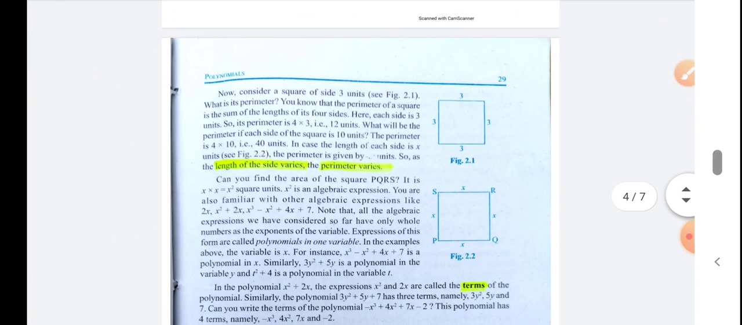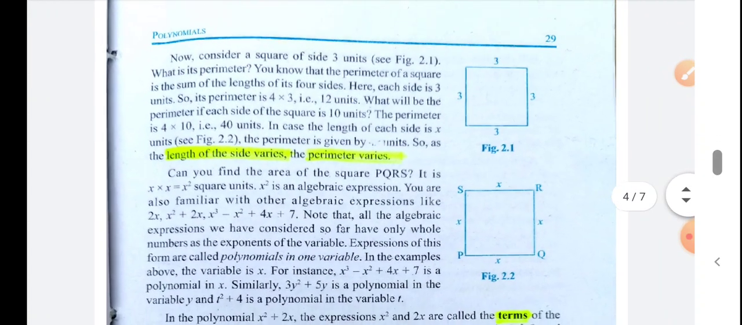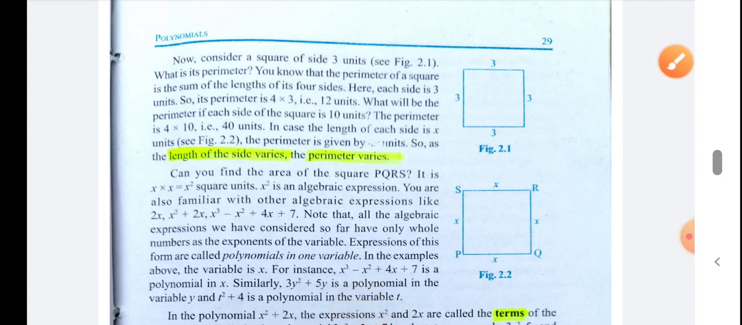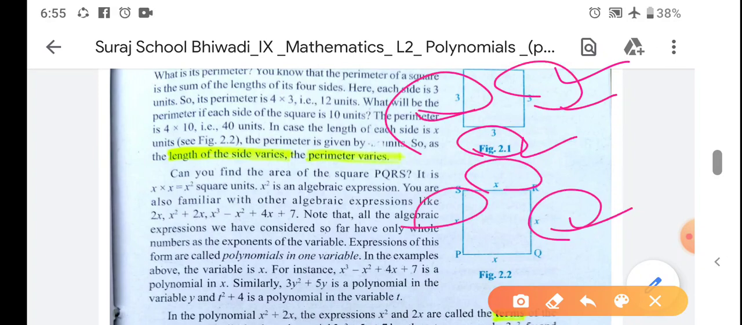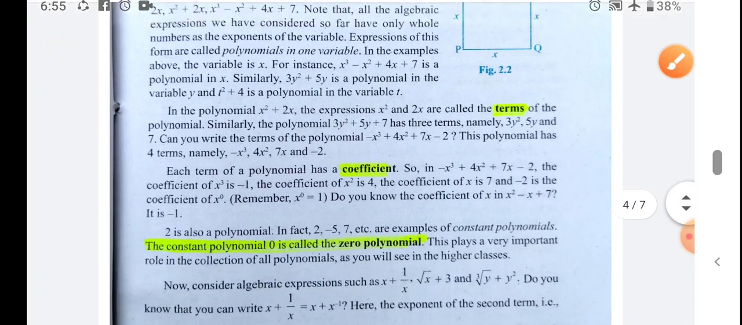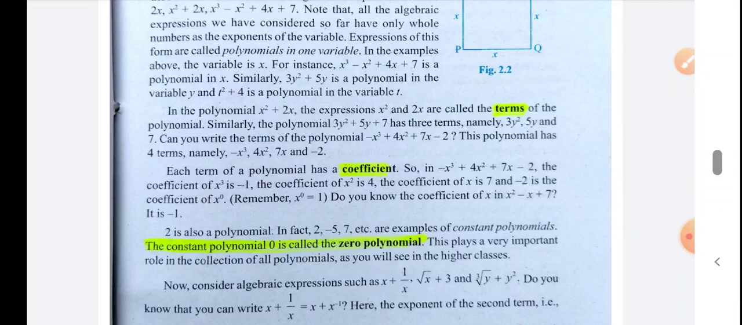They are letters. Now here you can see two examples in which you are watching the picture of a square. The side of the square is 3 centimeters, then you can find the perimeter. But if we change the side, it means side is the variable. So as you change the side of the square, your area as well as the perimeter will go on changing. So you can say side is the variable.